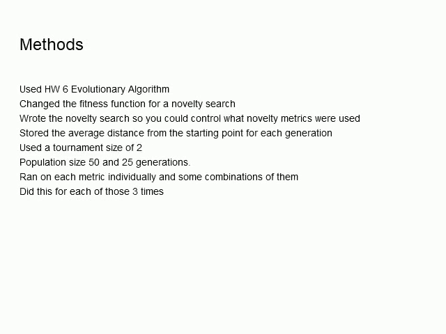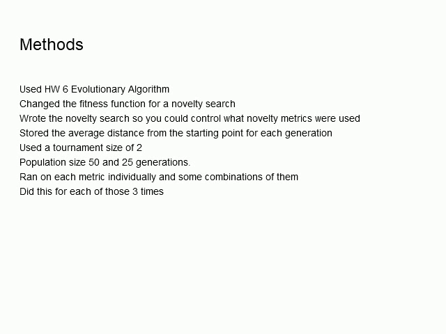Okay, so now I'm going to talk about the experiment I did. So basically I started with homework 6 where we had the evolutionary algorithm. And basically what I did is I changed out the fitness function for a novelty search. So basically this novelty search was written so that you could say which metrics you want or any combination of the metrics. So you could say I want this metric and this metric, but not the rest.